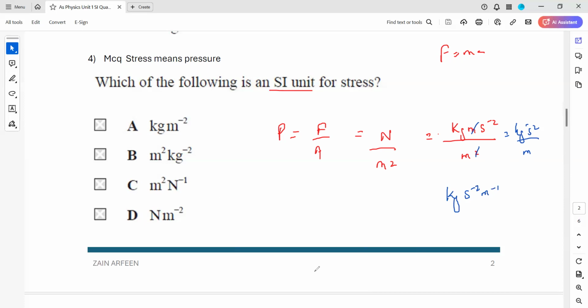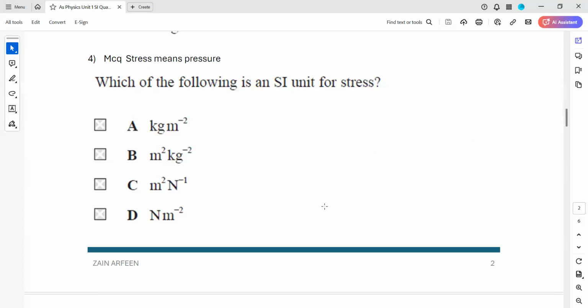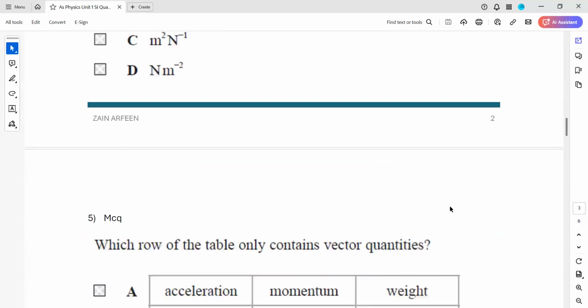But there is no option of kilogram second minus 2 meter minus 1. So it cannot be A. Then we are left with Newton per meter square. So Newton per meter square, that is D. That's why D should be the right answer. We checked the base unit, but it does not match any option.